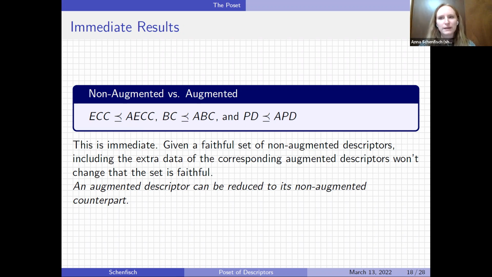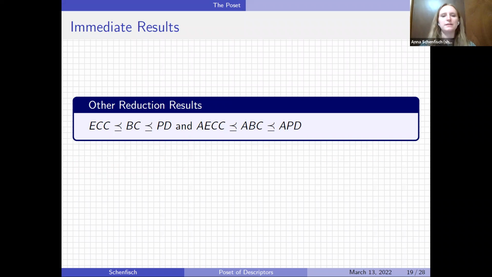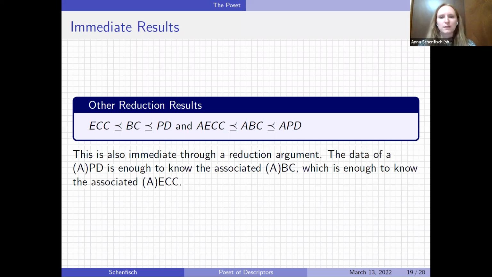And then in a similar vein, we have other results from this reduction idea. So we have the ordering that Euler characteristic curves are less than or equal to Betti curves, which are less than or equal to persistence diagrams. And the argument for this is also through reduction, right? So if I hand you a persistence diagram, well, then from that, you can immediately read off the Betti numbers, right? And if you know the Betti numbers of a filtration, you could take an alternating sum and report back the Euler characteristic curve, right? So we have these reductions kind of going downstream that give us the relations as shown. And a nearly identical argument works for these augmented descriptors.